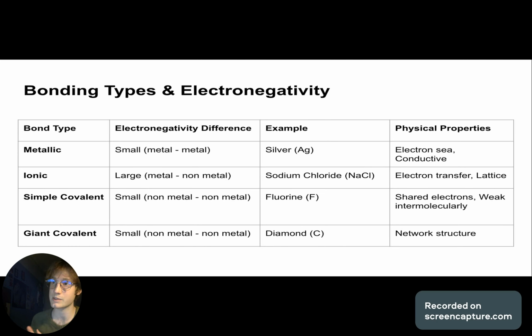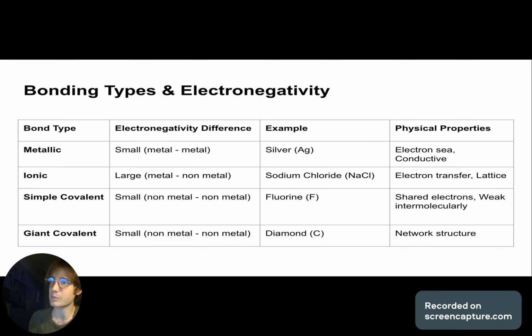So what happens instead? Their outer shell of electrons break free and form what is called a sea of delocalized electrons that flow around the positive metal ions. This is why metals conduct electricity so well. The electrons can move more freely through the material. It's also why metals are so malleable, and you can bend and shape them without them breaking.